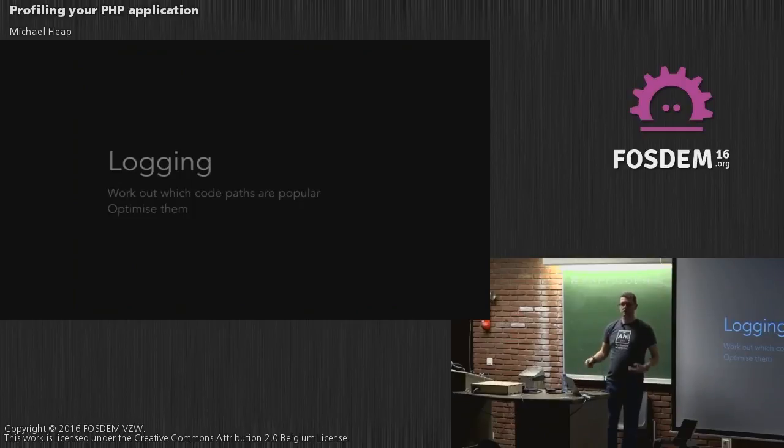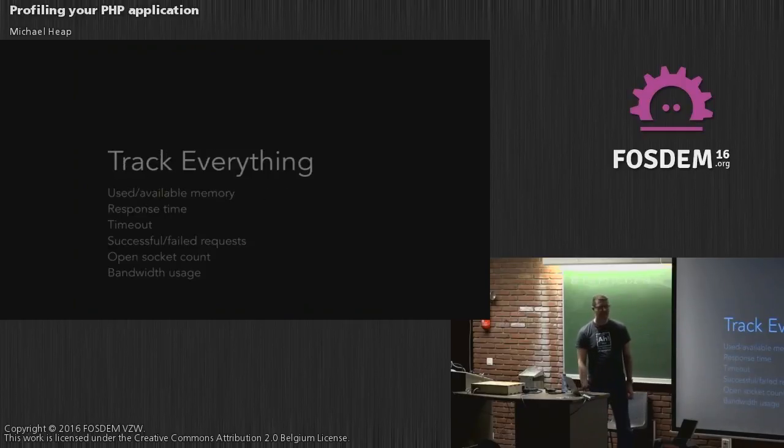Logging. Use access logs. Observe real-world usage. Work out what code paths are popular. People keep hitting the login page. Let's optimize that. People keep hitting the profile page, the checkout page. People don't really use the search, so why are we spending all of our time trying to optimize it? Take a look at real-world usage to inform what you need to improve. Optimize, cache those common requests.